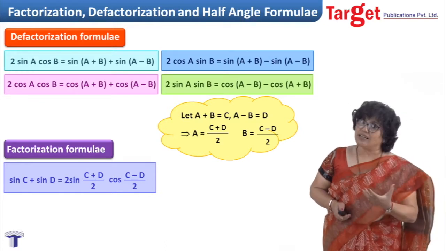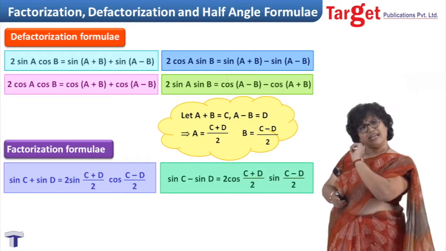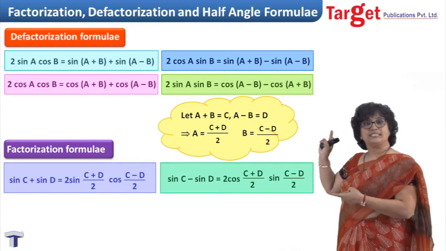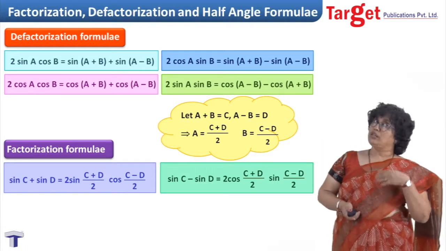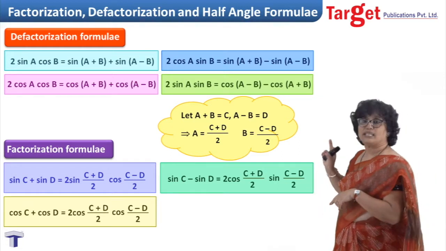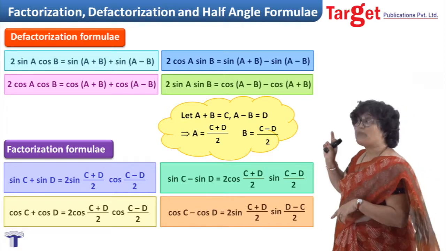Now similar thing we will be writing in remaining three also. And I get sin C minus sin D exactly on similar lines. So 2 cos (C plus D)/2 sin (C minus D)/2. Now next would be cos C plus cos D equal to 2 cos (C plus D)/2 cos (C minus D)/2. And the last one would be cos C minus cos D.